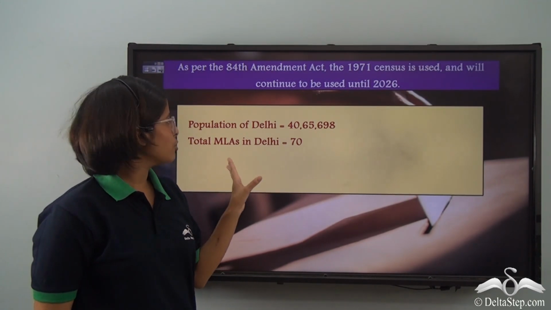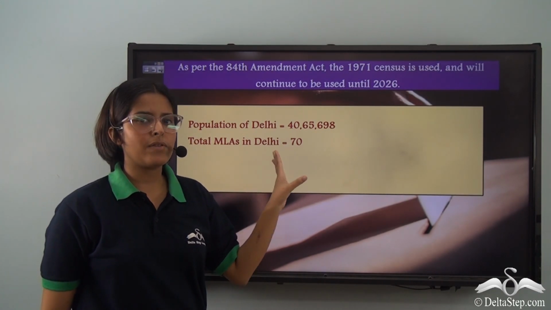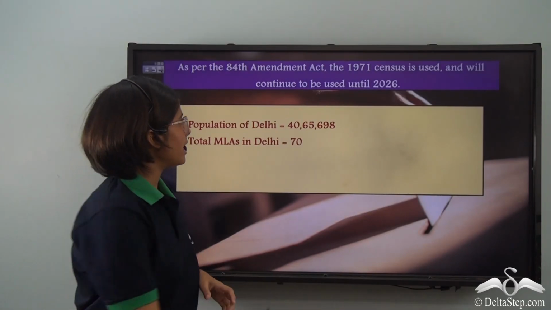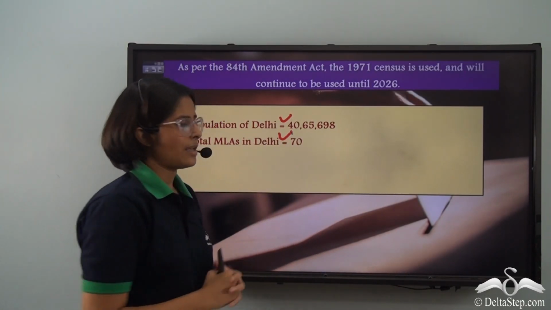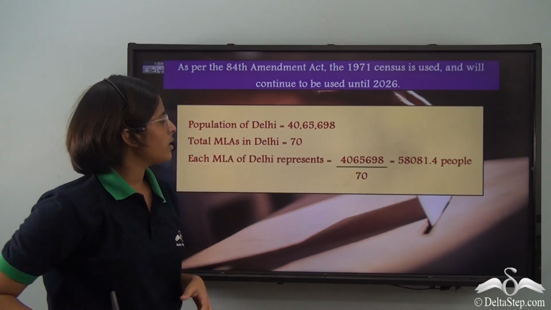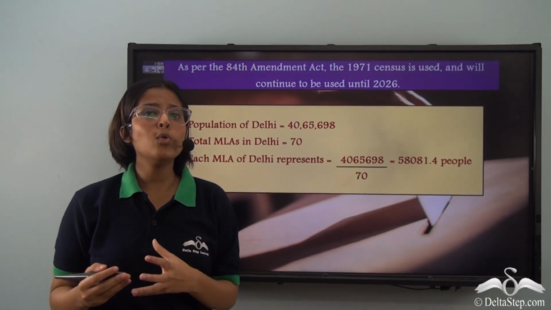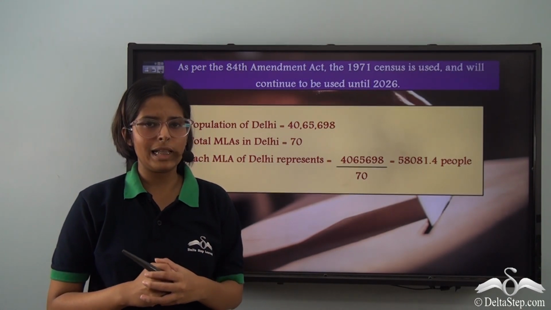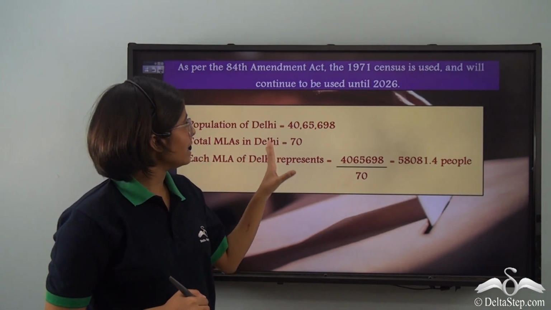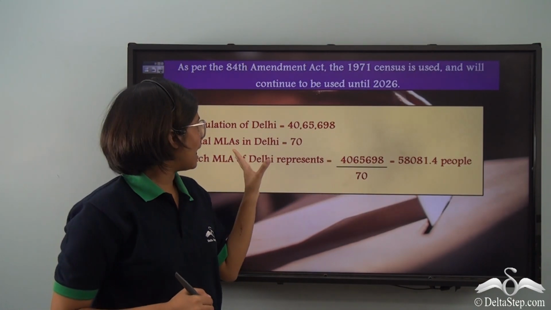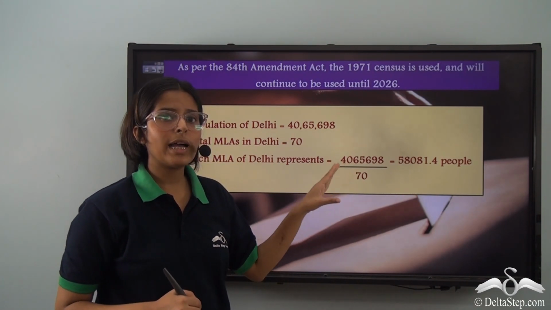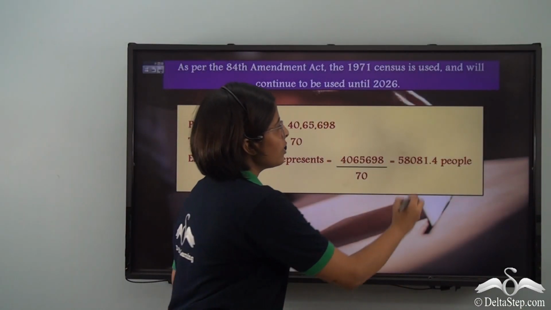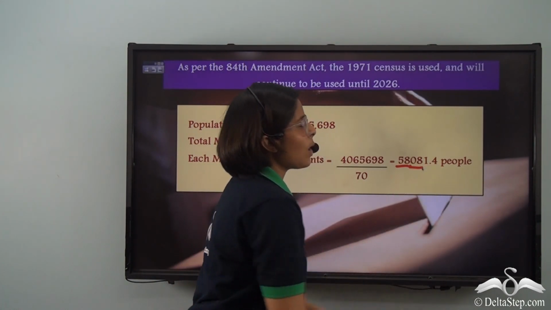Now the total number of MLAs in Delhi is 70. So the population of Delhi is this, and the number of MLAs in Delhi is this. Now to calculate how many people one MLA of Delhi represents, we have to divide the population of Delhi by the number of MLAs there are. So 40,65,698 divided by 70. So we get 58,081 people.